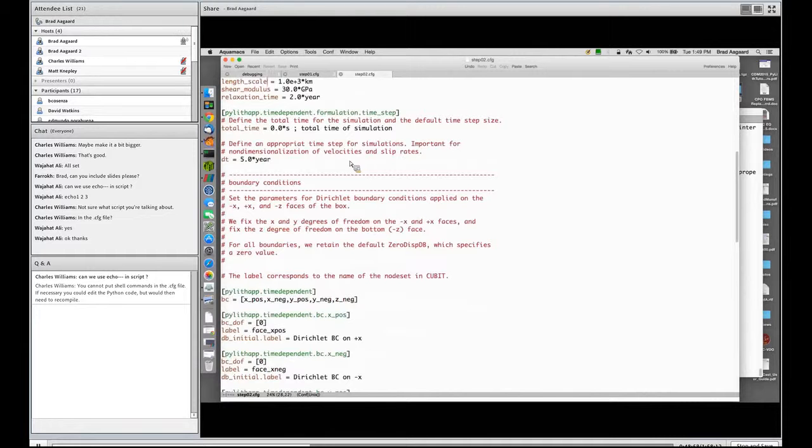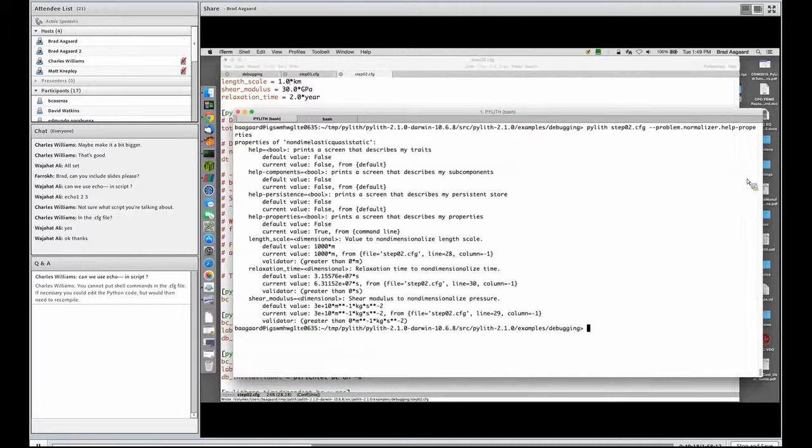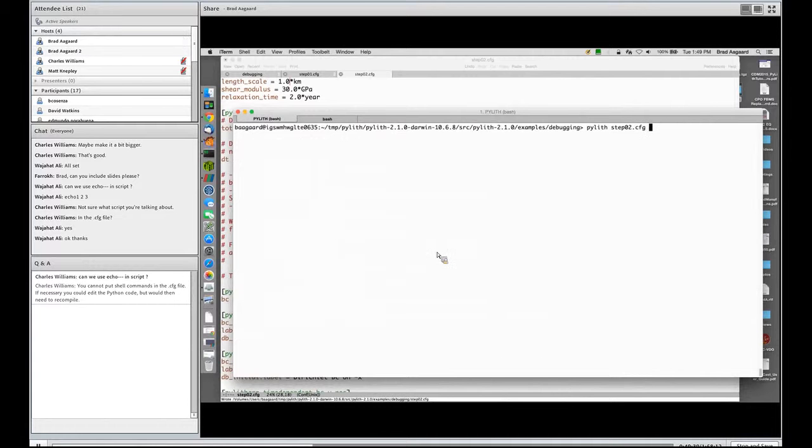Here's my length scale. I was probably thinking 1 times 1,000 meters, and I put 1,000 kilometers. So let's just make that 1 kilometer, for easier readability. And now if I run that same help again, you notice my length scale default value is the same as the current value, and it tells me where it is actually getting it from. So even though it's the same value, I did override the default. Let's run step 02 again.